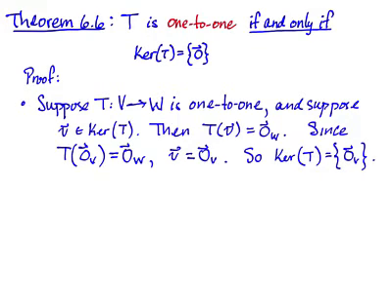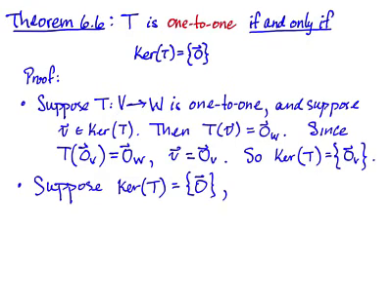And I'm using subscript V just to emphasize zero vector in the kernel of T, that is the zero vector in the domain. But the zero vector in the codomain, that's the zero vector in W. All right. So now let's suppose the kernel is just the zero vector. So suppose that the kernel of T just contains the zero vector. And now we want to show that that means T is 1-to-1.